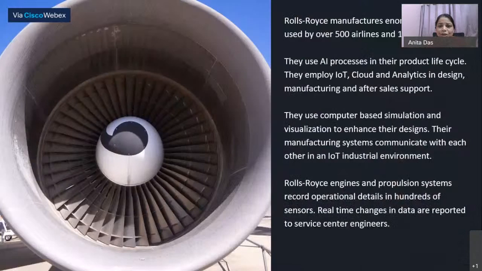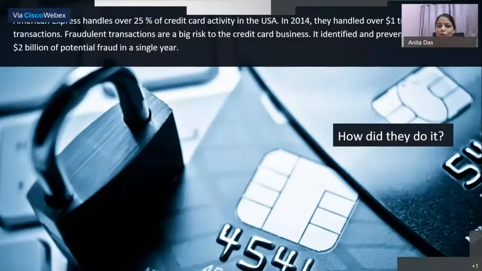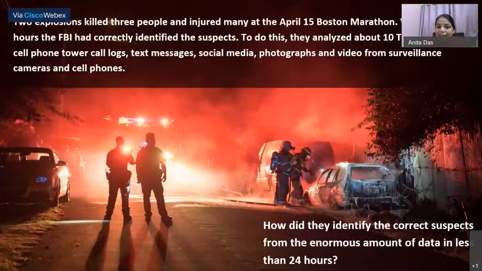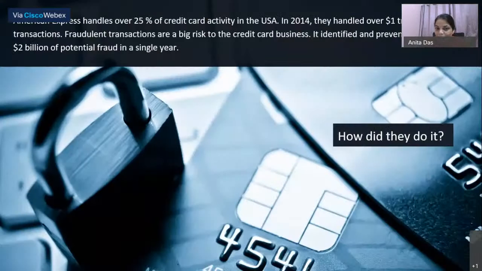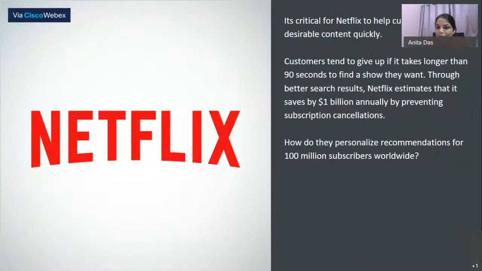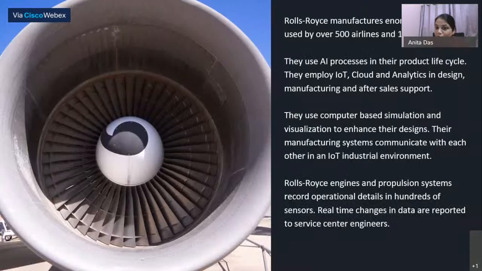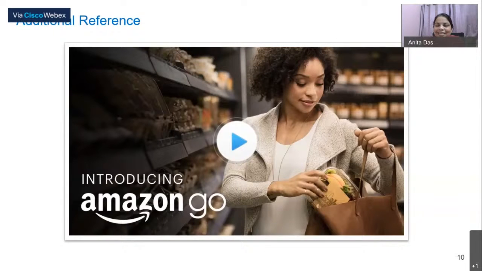Notice that at the beginning we talked about the security domain, and then we talked about the healthcare domain. Then we talked about finance. Then we talked about the entertainment domain. Now we are talking about manufacturing. Did you see the use of AI across domains? So let me take you through the last example for today's session, and that is Amazon Go.